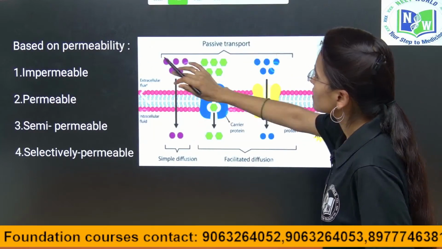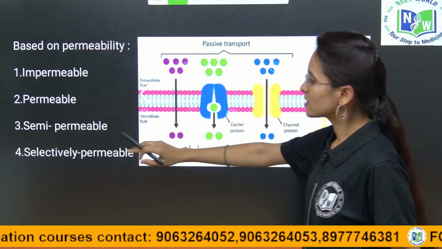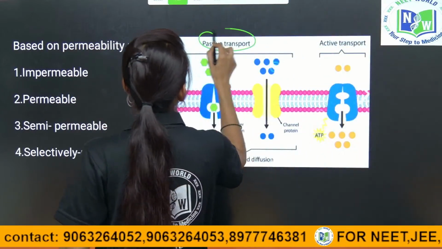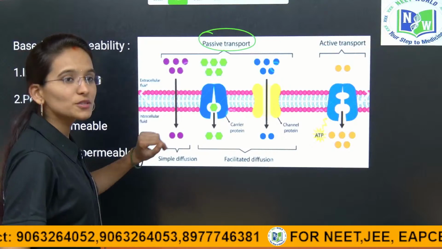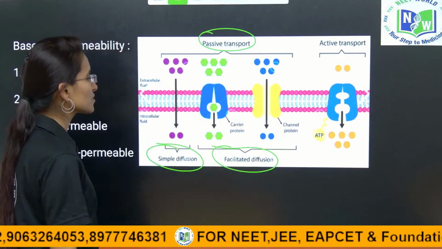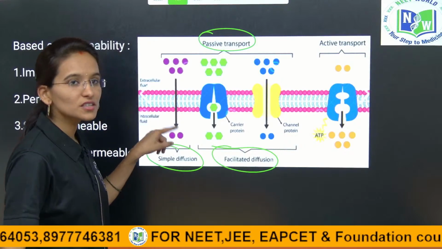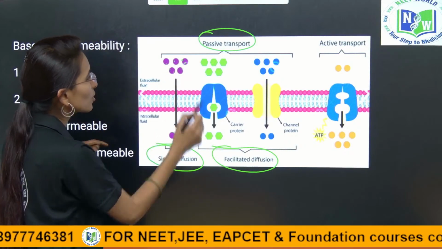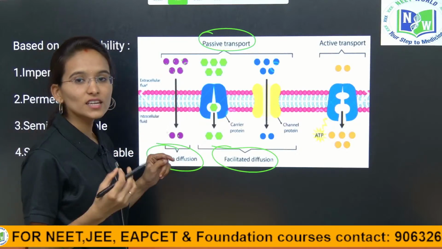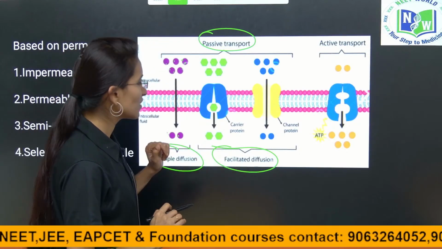See here. The plasma membrane is a selectively or semi-permeable membrane. Here the first one is passive transport, which we just discussed. It may be either simple diffusion or facilitated diffusion. In simple diffusion, high concentration molecules move to the low concentration without involvement of energy. And this is facilitated diffusion.